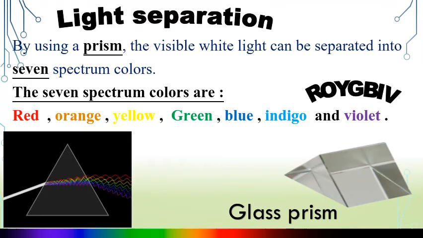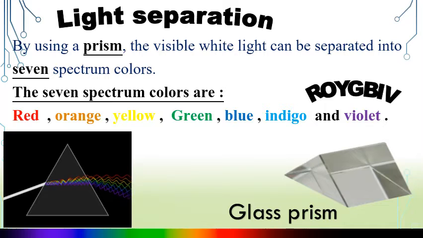Look at the second picture. You can see that glass prism separating the white light into these 7 spectrum colors. So, by using a prism, the visible white light, like sunlight, like any white light, can be separated into 7 spectrum colors. What are these 7 spectrum colors?